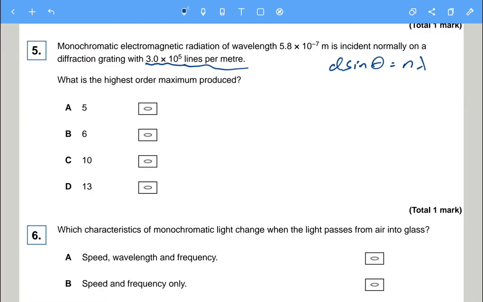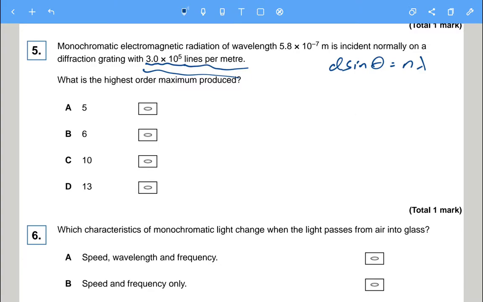On this one, d is, just a quick reminder in case you don't know, when you've got your diffraction grating, you get lots and lots of lines with a really small space between them, and they're normally given something like this. So we've got 3 times 10 to the 5 lines per meter, and d in the equation is the distance between 2 individual lines. So what we need to do is figure out d first.